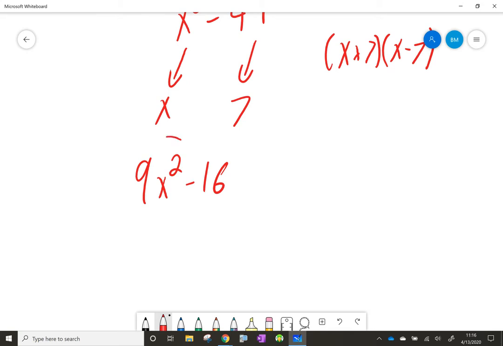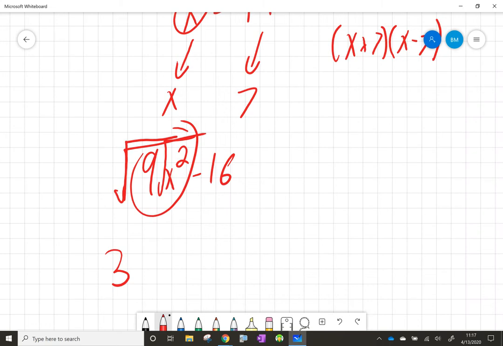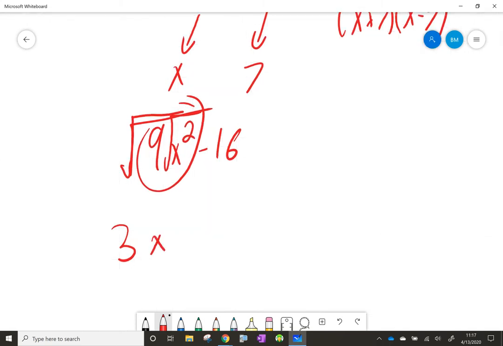So what's the square root of our first term, right? If you take the square root of 9x squared, well, it is a perfect square. And think about it in parts. First, think about the square root of 9. Square root of 9 is 3, since 3 times 3 makes 9. And as we mentioned previously, the square root of x squared is just x, because it's x times x. So the square root of those together is 3x.